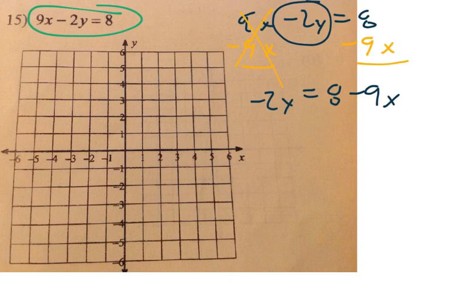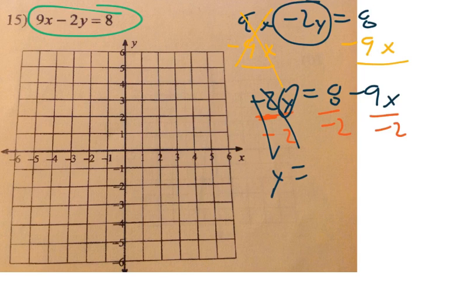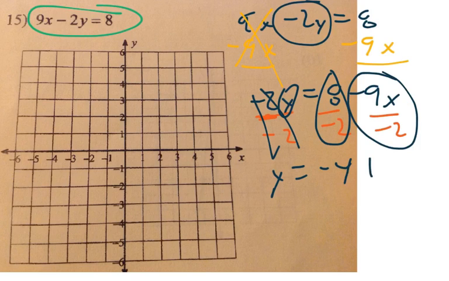How do I solve for y if there's a negative 2 in front of it? Well, I'm going to simply divide by negative 2. And there's something called a distributive property I hope you're familiar with. So I'm going to divide everything by negative 2. So let's see what happens now. Negative is positive. 2 divided by 2 is 1. I'm left with y equals 8 divided by negative 2 is negative 4. And negative 9 divided by negative 2 is positive 9 halves x.